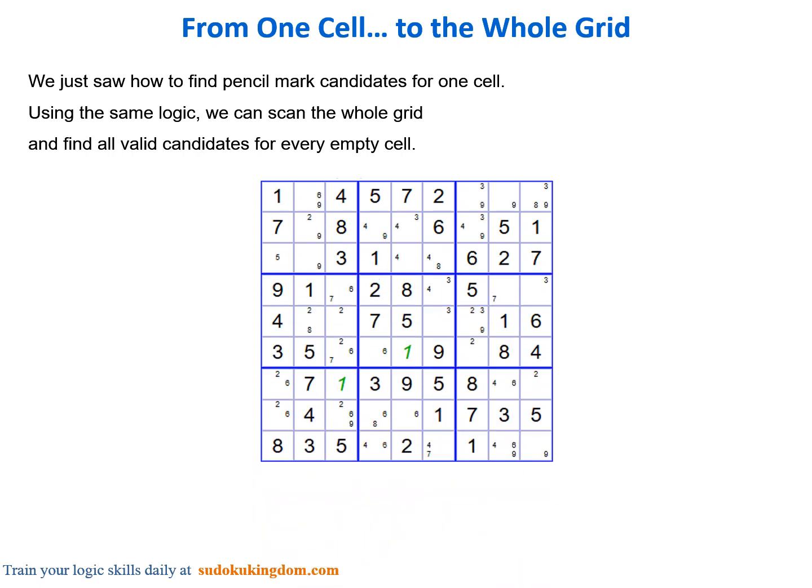From one cell, to the whole grid. We just saw how to find pencil mark candidates for one cell. Using the same logic, we can scan the whole grid and find all valid candidates for every empty cell.